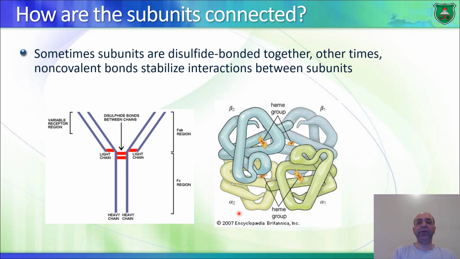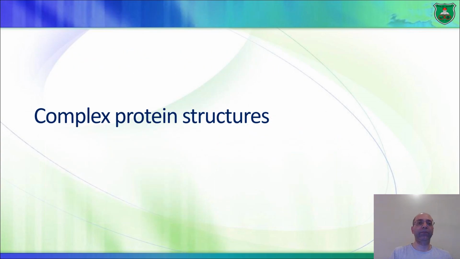We'll talk about hemoglobin, which is a tetramer. It's made of two alpha subunits and two beta subunits, linked to each other via non-covalent interactions. So the way polypeptides are connected to each other in proteins having a quaternary structure really depends on the proteins themselves. Proteins can have simple structures, like monomers with just tertiary structure, or complex structures.